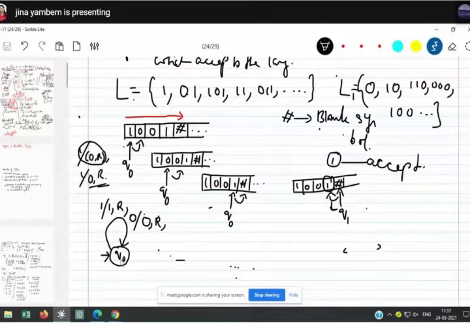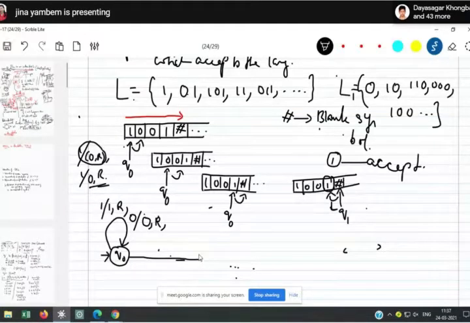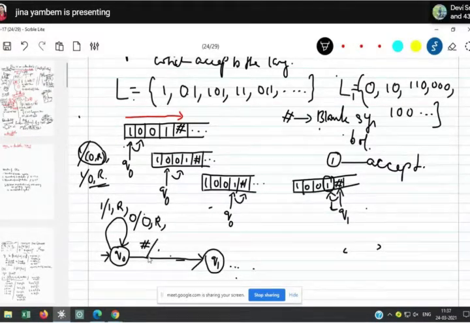At the state Q naught, if you find 1 or 0, any number of 1s or 0s, do not disturb them with any symbol. Just leave it as it is and keep moving towards the right side till you find hash. Till you find the hash symbol, Q1. If you find hash, leave it as it is and then move towards the left side.